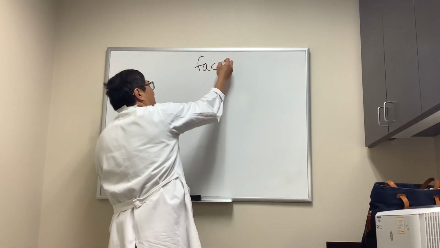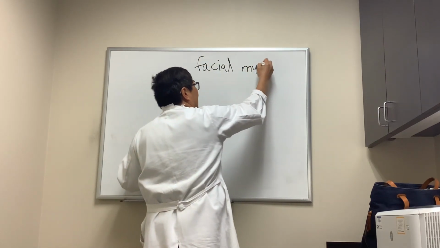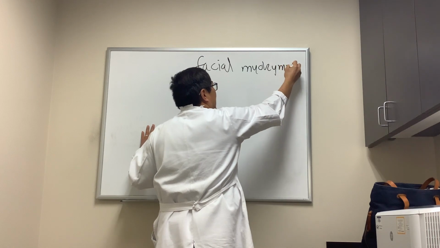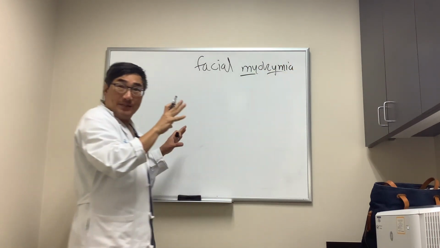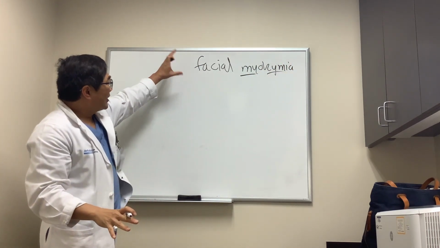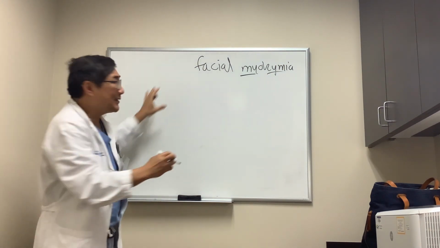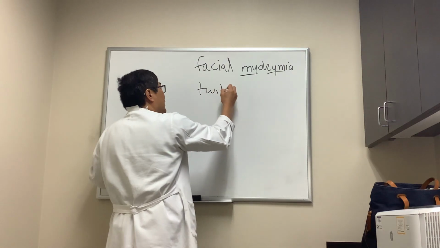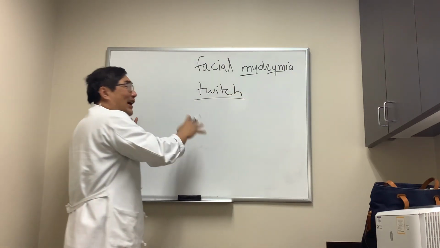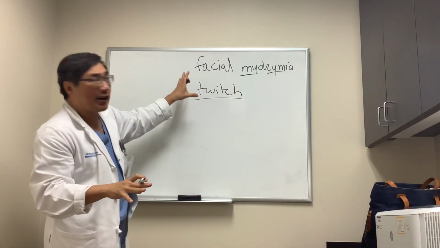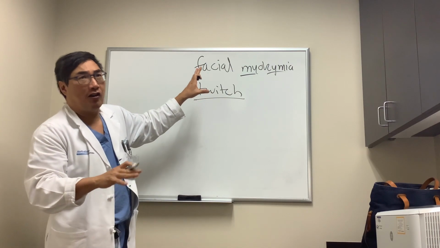So we're going to talk about facial myokymia. And myokymia means the muscle is twitching. However, there's a lot of confusion over the nomenclature for these various types of twitching, which is the muscle firing involuntarily, and they're not all myokymia, even though they're all called myokymia.